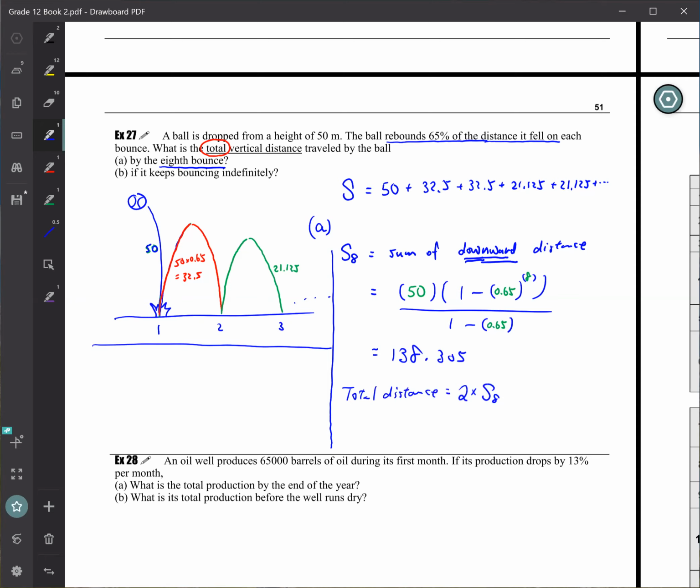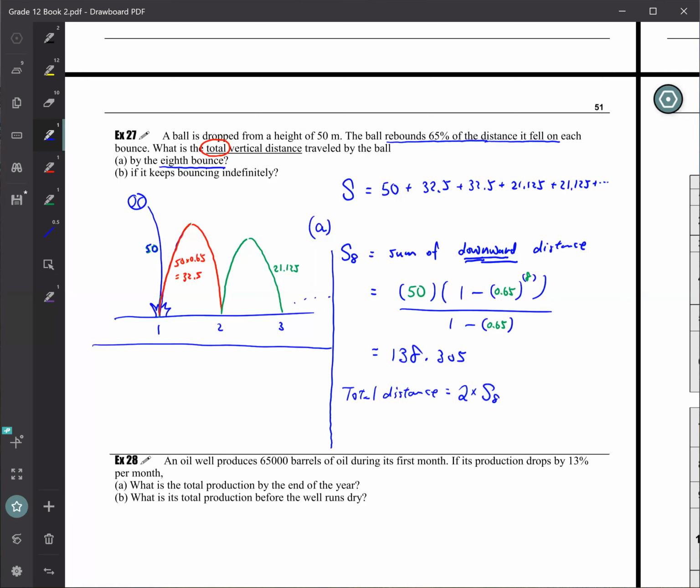No. Why not? How come it's not? Why can this be the final answer? Anybody? Can anybody help out here? You subtract 50. Okay, why is that? Why do we need to subtract 50? Because when you drop it down, it's 50, but it doesn't go back up to 50.